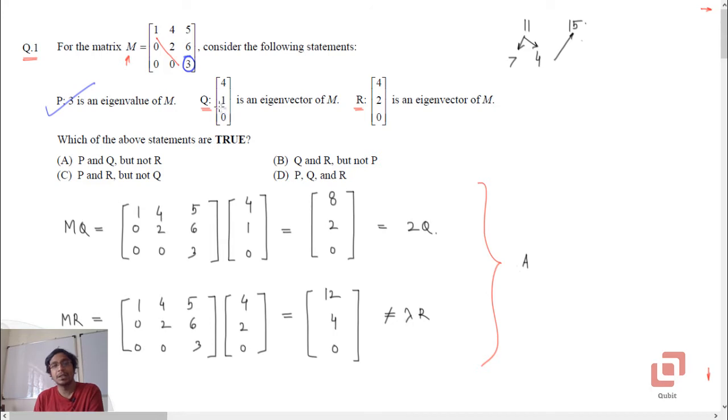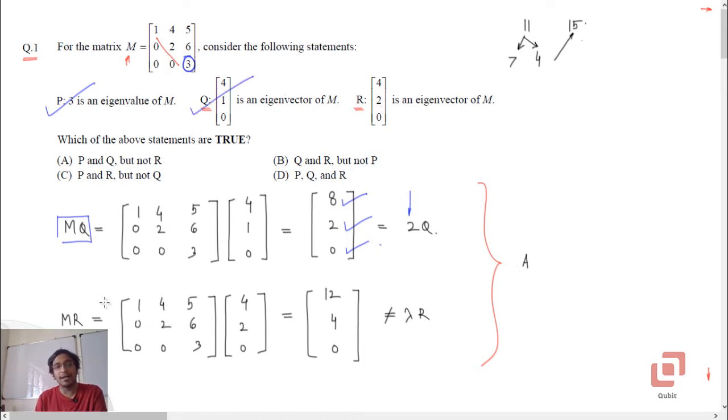Now to check whether these two vectors are eigenvectors, we need to pre-multiply the vectors by the matrix M. So let us start by doing the multiplication M into Q. First row, first column: 4 plus 4, 8, and then 5 into 0, so 8. Second row: 0 plus 2 plus 0, so 2, and then here we will have 0. Now observe that the vector [8 2 0] can also be obtained by multiplying [4 1 0] by 2. So Q is true because it is indeed an eigenvector of M.